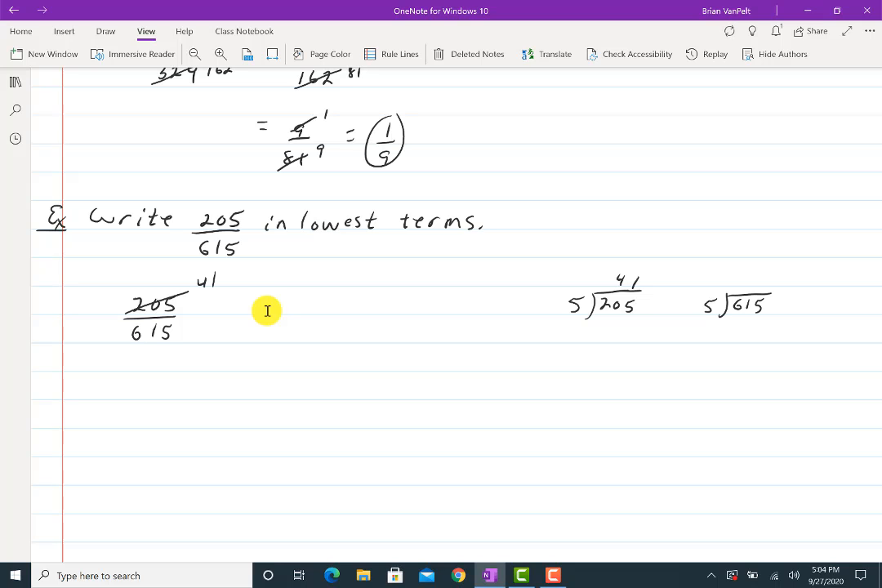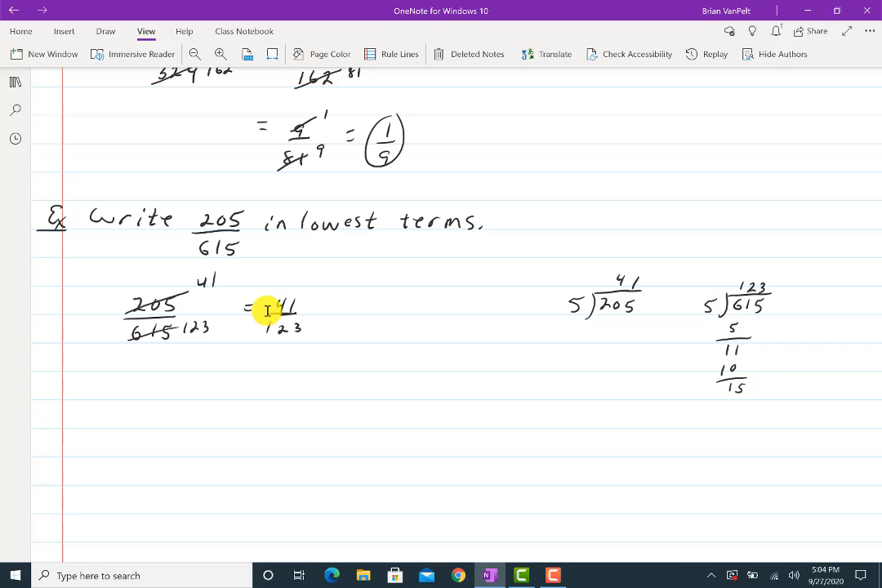And then 5 goes into 615. Let me put the 1, then a 2, and then a 3. So by this, you're supposed to understand that I divided by 5. And we end up with 41 divided by 123.